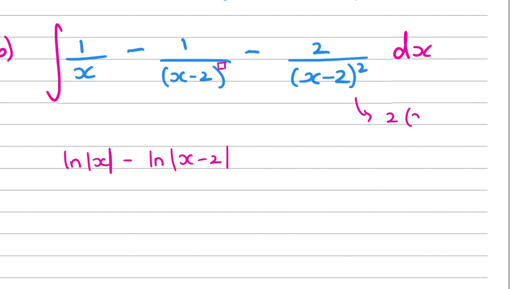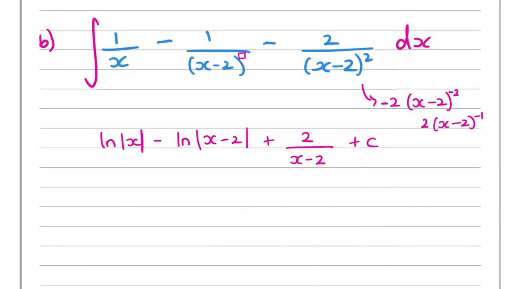This is 2 lots of (x minus 2) to the power of minus 2. So increase the power by 1, we get to minus 1. Okay, divide by the new power. Remember, this is a negative 2 here, it's now going to become positive 2. So this is actually plus 2 over (x minus 2), and then remember, plus c. Okay, so there is the integral, nice and simple.